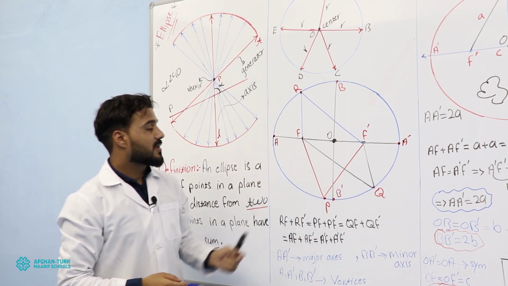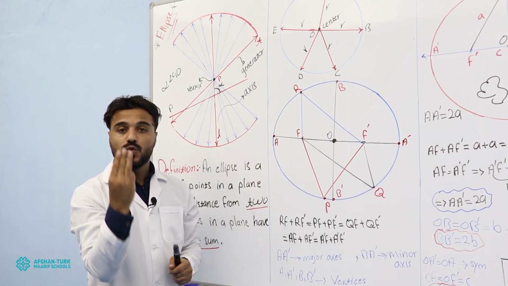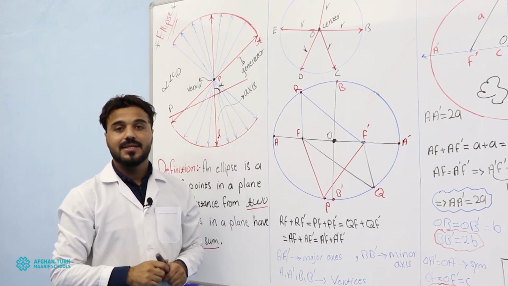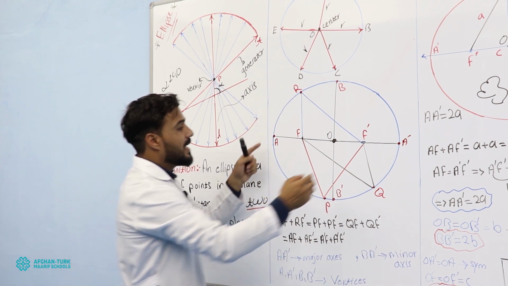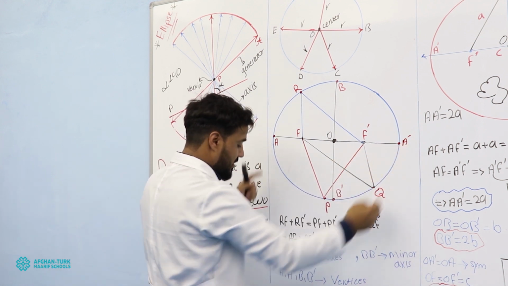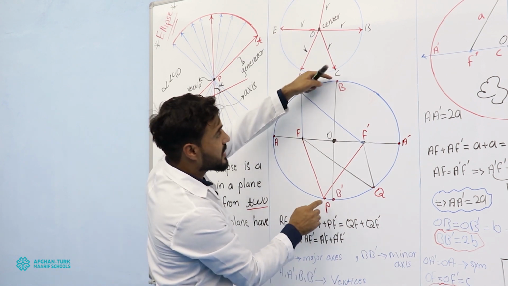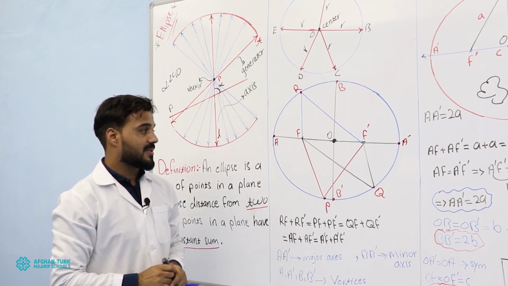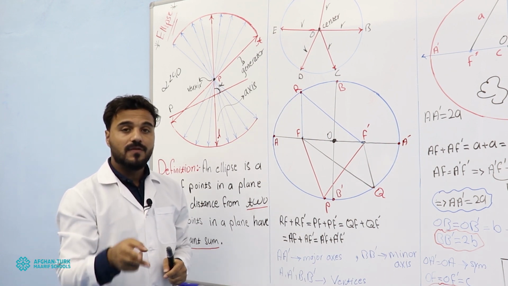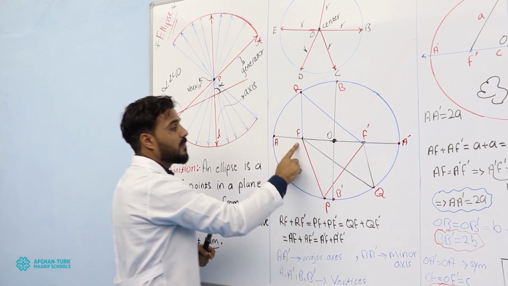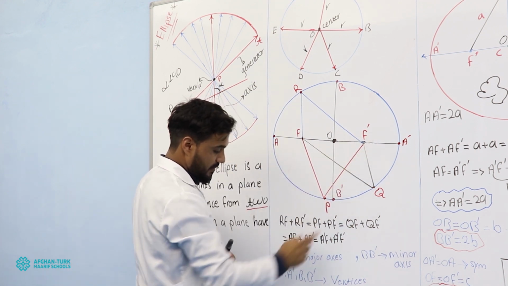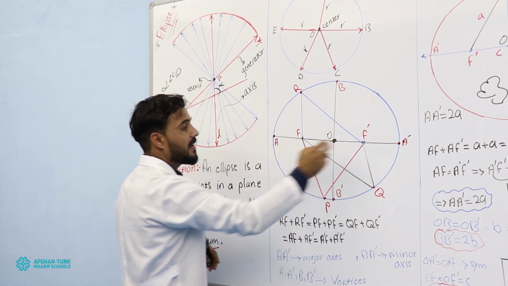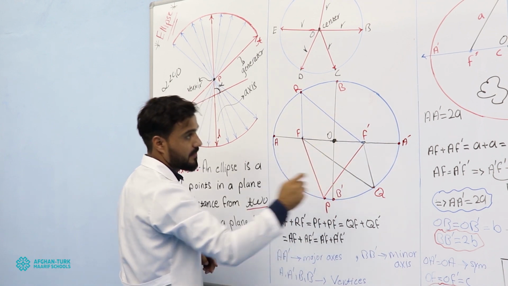Here you can see that every ellipse has two axes. One of them is the major axis and the other is the minor axis. Here, this axis is called major axis. AA prime is called major axis. And BB prime is called minor axis of this ellipse. And also, every ellipse has two foci, which are point F and point F prime. And also, every ellipse has four vertices, which are A, A prime, B, and B prime.